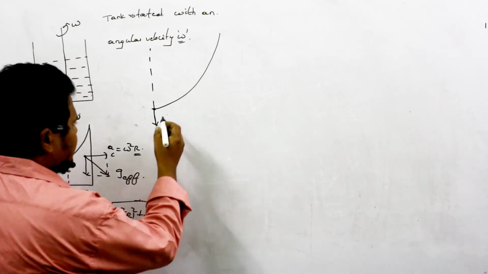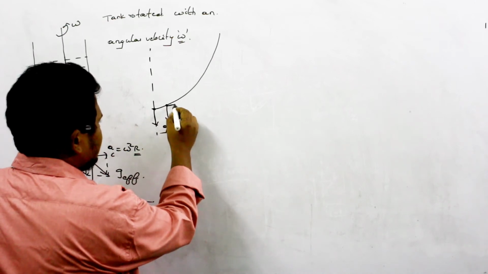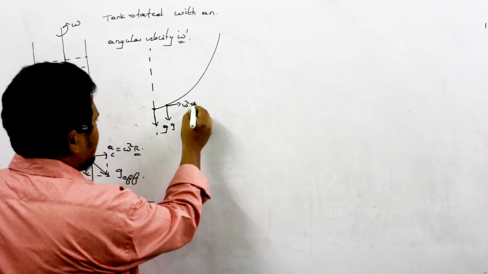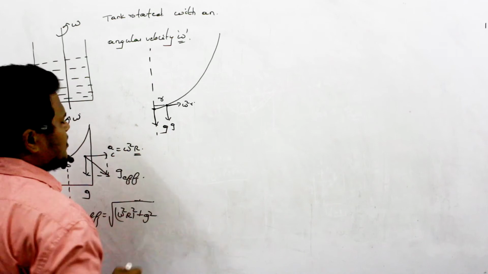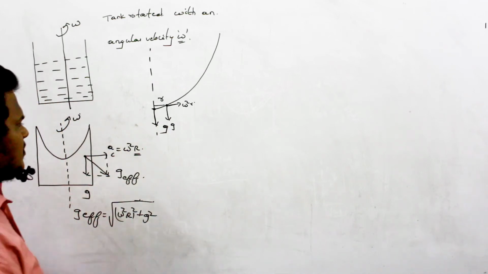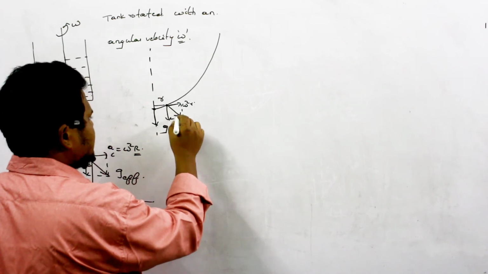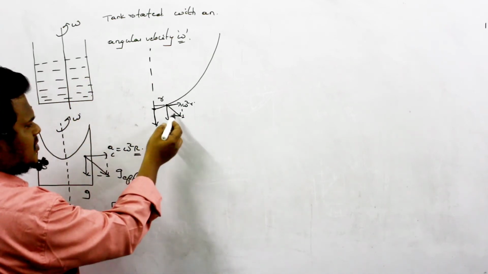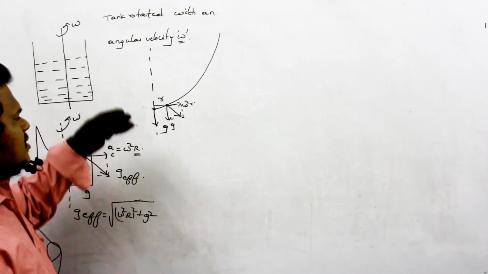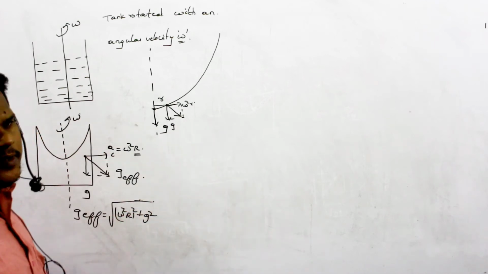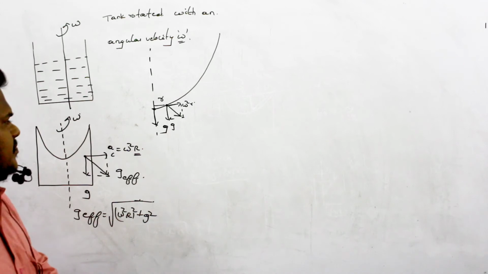Now if I go to the next point here, I have the g value. Similarly I have a small omega square r also, because this is at a small distance r, so there will be a small centrifugal force acting. Again if I take the resultant of these two, this will be the direction of g effective, and g effective will be perpendicular to the liquid surface, or we can say the liquid surface will be perpendicular to the direction of g effective. That's what we have been studying in the previous classes.